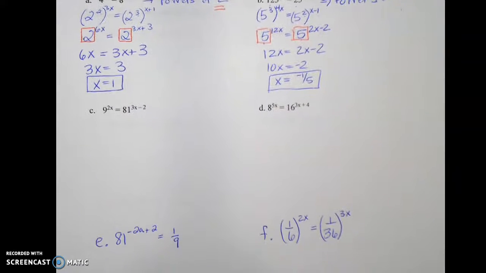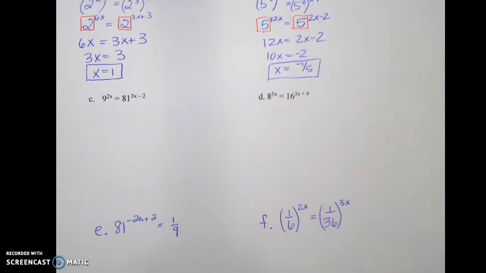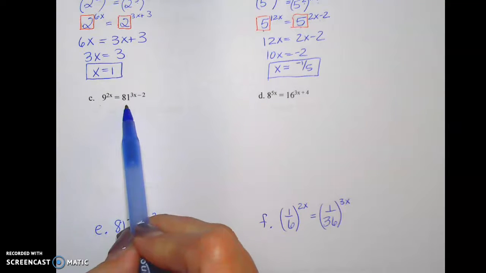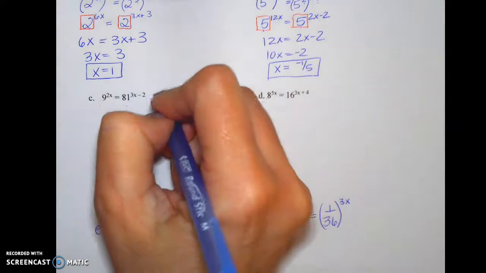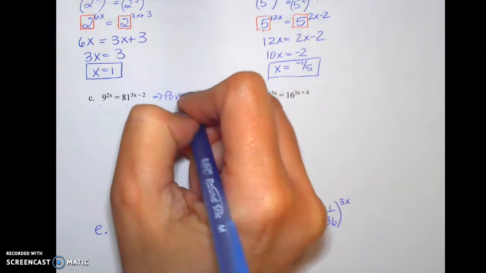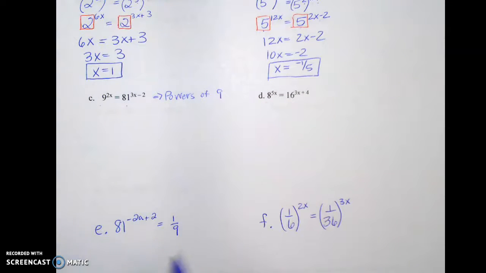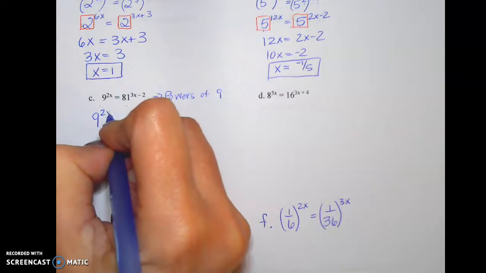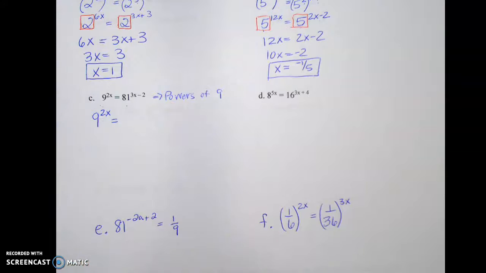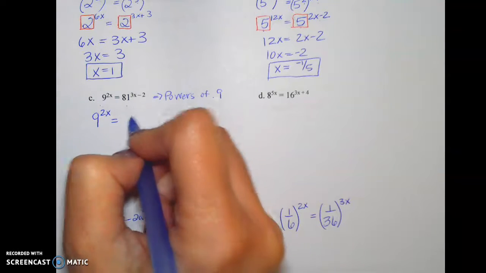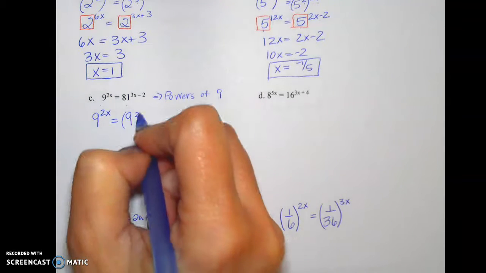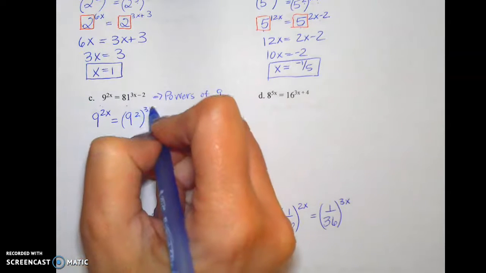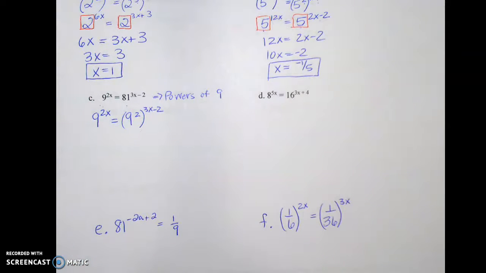So here are your next few. So for this next one, letter C, we have a 9 and an 81. So we're going to use powers of 9 in this next problem. So this one stays just 9 to the 2x. We don't even have to do any work there on the left. And then 81 is really 9 squared. So we're replacing the 81 with 9 squared, and then you keep your original exponent that was there.